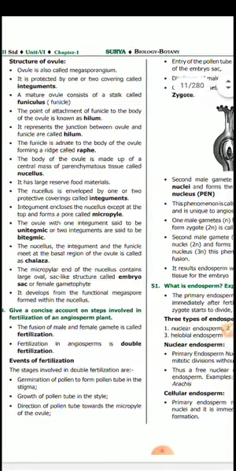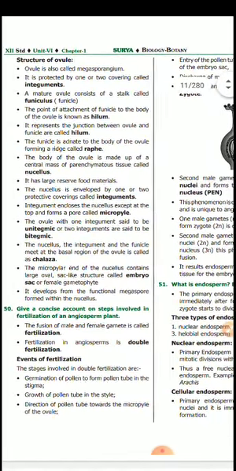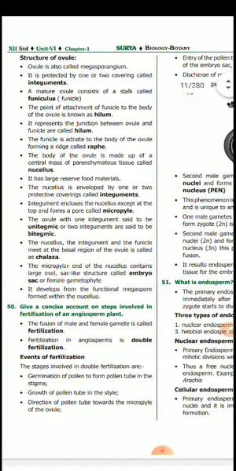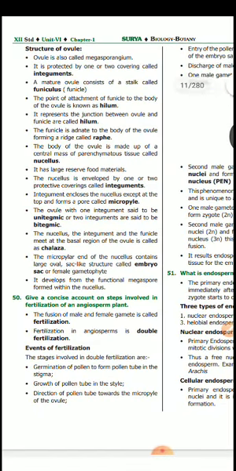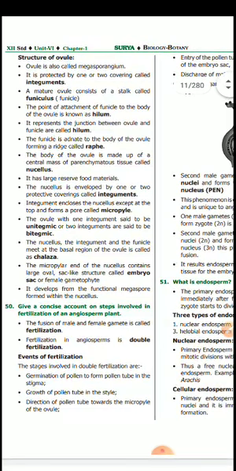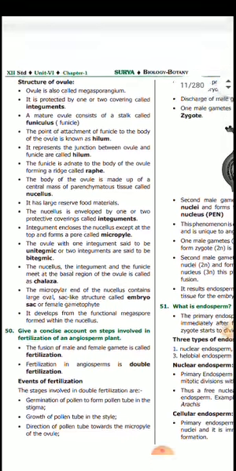The body of the ovule is made up of a central mass of parenchyma tissue called the nucellus. It has large reserves of food material. The protective coverings, one or two, are called integuments. The integuments enclose the nucellus except at the top, forming a pore called the micropyle. An ovule with one integument is said to be unitegmic, and with two integuments bitegmic. Chalaza is very important, because the basal region of the ovule is called the chalaza.